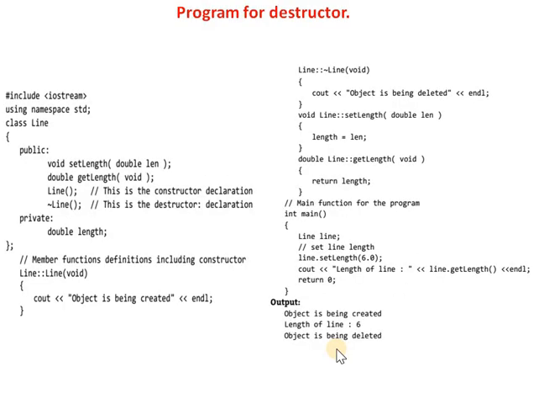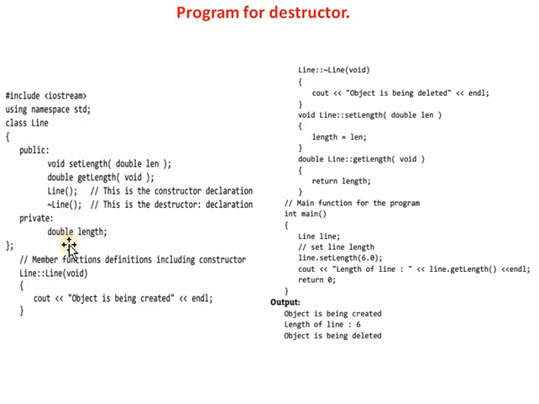Let's see the example for the destructor. Here is a class Line. In that Line class, there are two member functions, setLength to assign the length and getLength to return or display the length. Next, there is a constructor Line, and after that constructor, the destructor is declared. The destructor is declared with the tilde symbol. The constructor and destructor both have the same name as the class name. Next, in the private section, there is one variable, length. This is the class declaration.